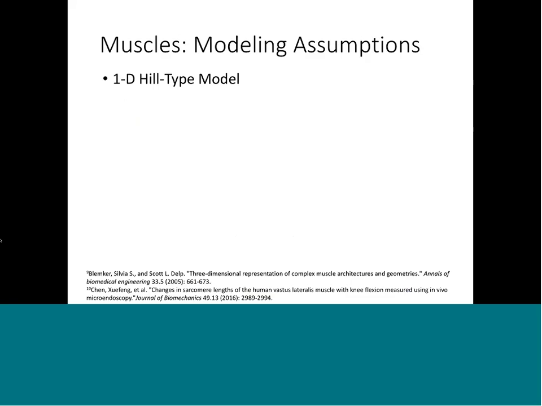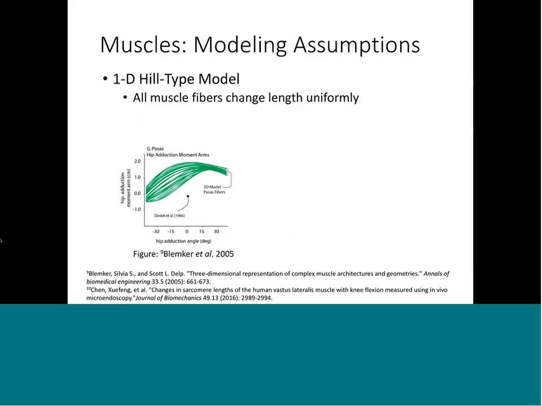The main assumption with our one-dimensional hill-type model is that all muscle fibers in a real muscle can be modeled as a single lumped fiber. So in other words, we assume that muscle fibers in a real muscle are at the same normalized fiber length and that all fibers change length uniformly. In reality, though, we know that this is not the case.